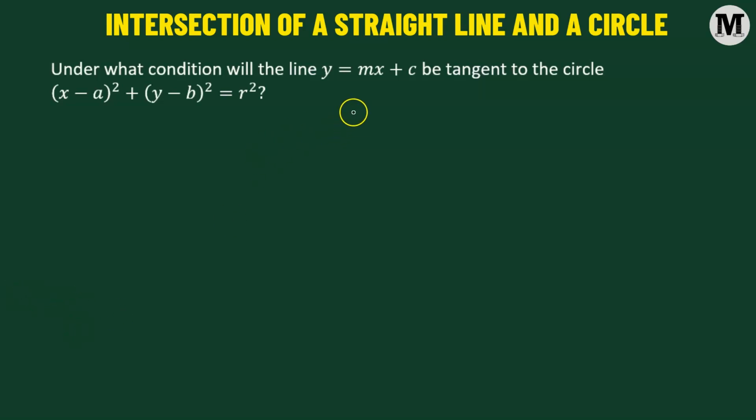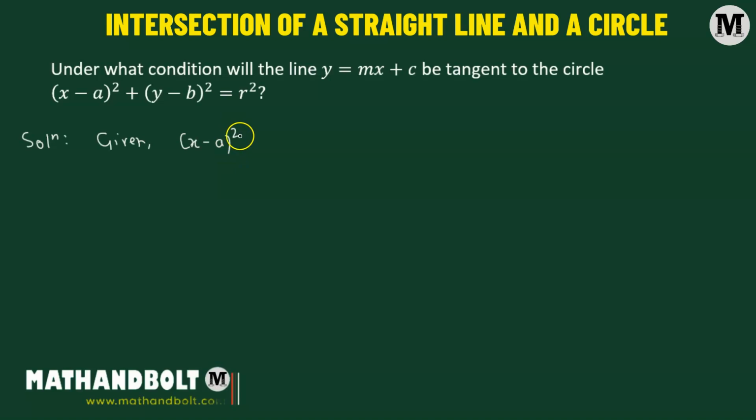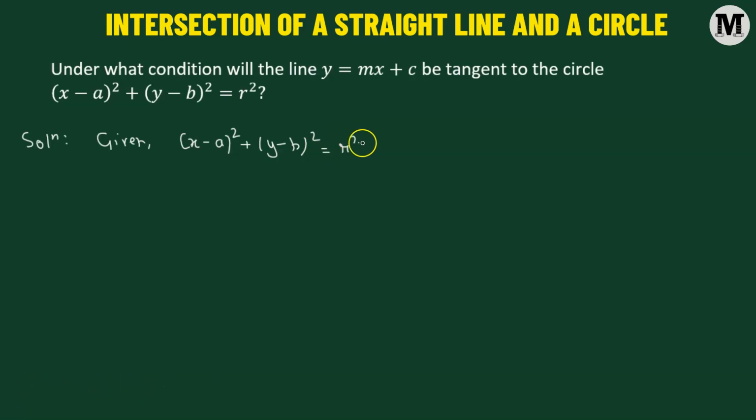Under what condition will the line y equals mx plus c be tangent to the circle (x minus a) whole squared plus (y minus b) whole squared equals r squared? Let us begin. So here we start with the given circle. We have the circle with the equation (x minus a) whole squared added to (y minus b) whole squared equals the square of the radius.